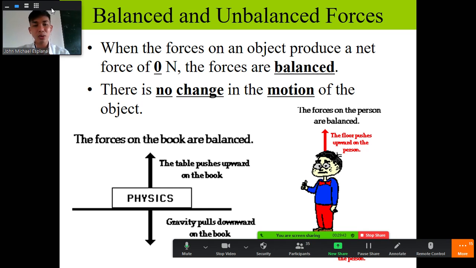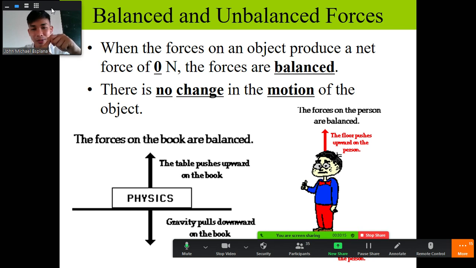So, how do we actually mean by the word balanced force? Okay? So, when we speak of balanced force class, that means there will be no change in the state of motion of an object. Okay, no change. So ito yung sinasabi ko kanina mga state of motion. So kung at rest yung object, it will remain at rest. Okay? So walang speeding up, walang slowing down. So it will only be at rest.